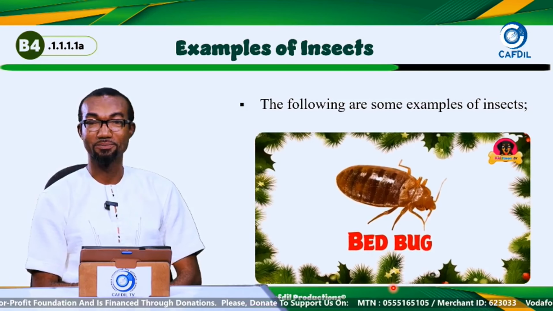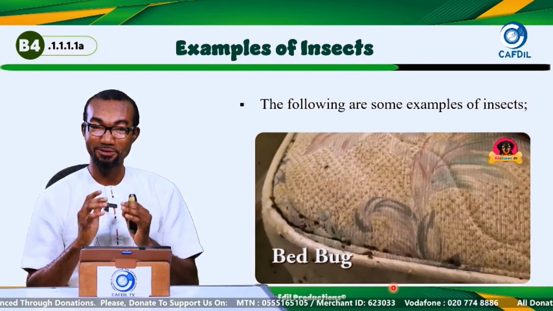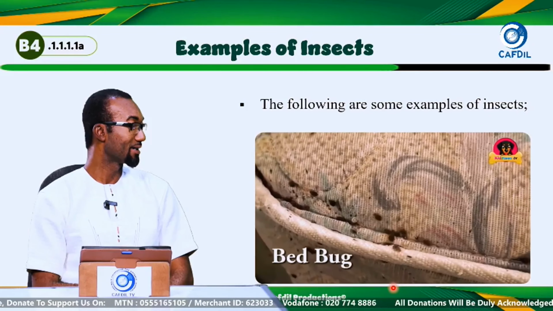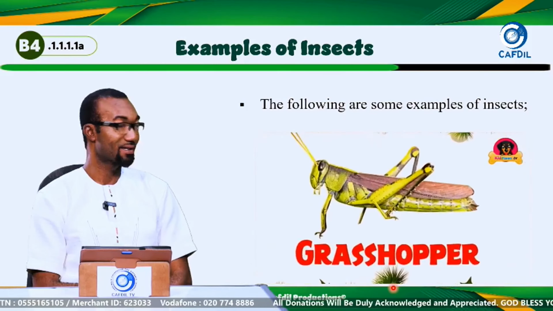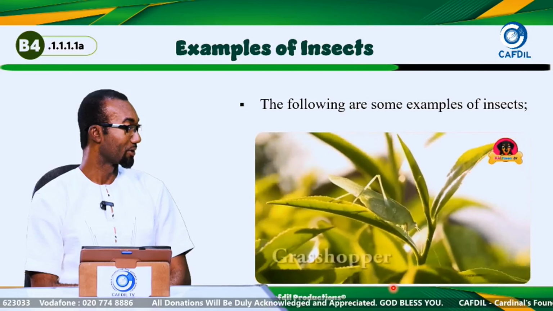The next one is bedbug. I know those who have encountered a bedbug before. It's not easy. They are very difficult to do away with, and we can find them in mattresses, pillows, and clothes. So bedbugs are also an example of an insect.